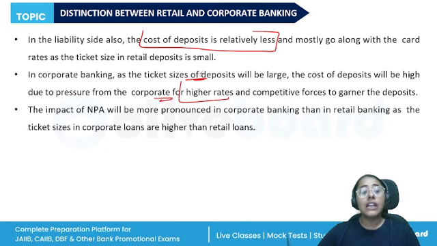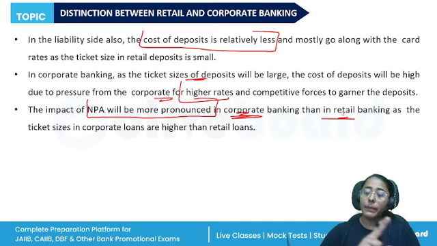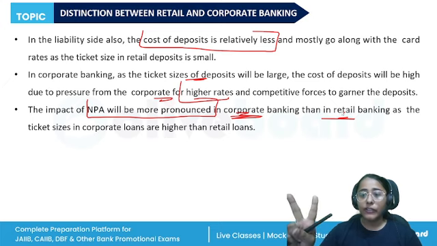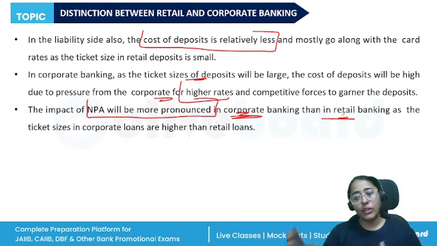And finally, talking about the impact of NPA: because the ticket size is more on the corporate side, the impact of NPA will also be more in corporate banking as compared to retail banking. Why? Because retail banking has a lower ticket size of loans. All right, so these are the differences. We can also say these are the advantages of retail banking over corporate banking. Remember the classification: ticket size, cost of deposit, returns, impact of NPA, what is more on the retail side and what is more on the corporate side. This is the distinction between the two types.